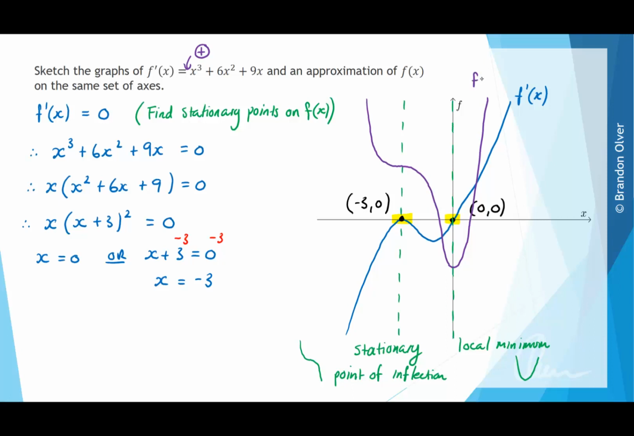So in purple, we've drawn a possible graph of f(x). One thing to note is that this purple graph could be translated up or down, and it would still have the same derivative function. And you'll learn more about that when we do our unit on anti-differentiation.